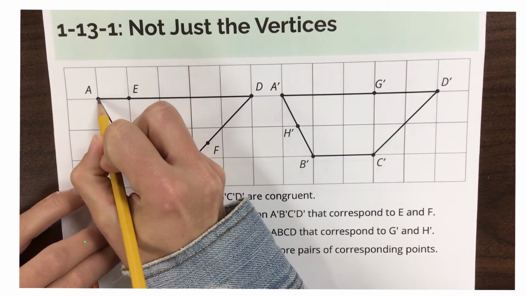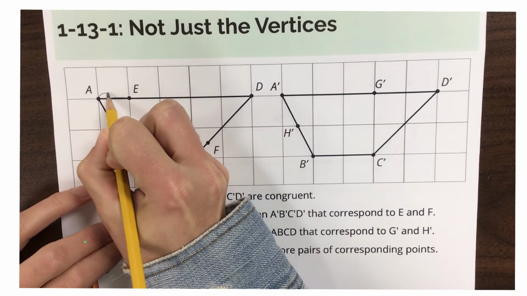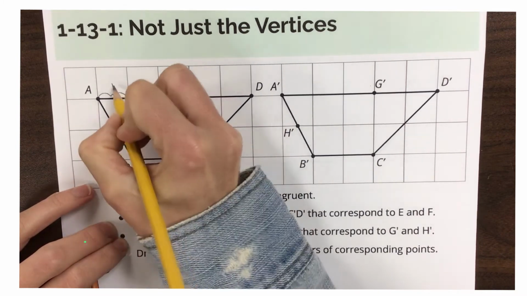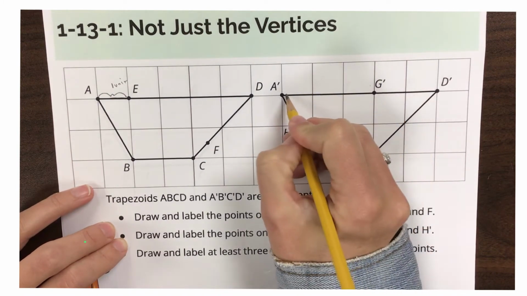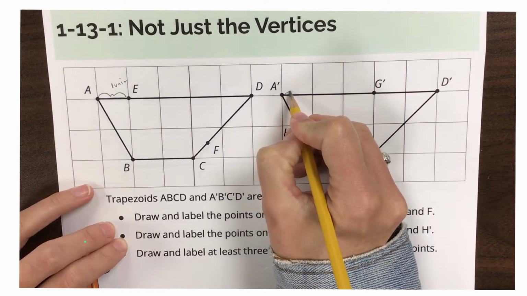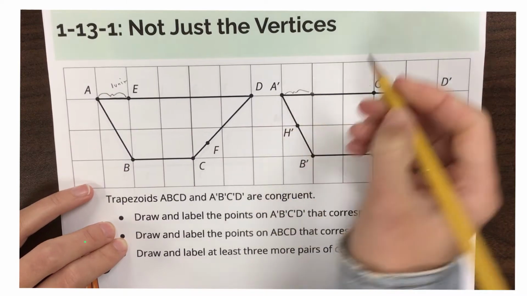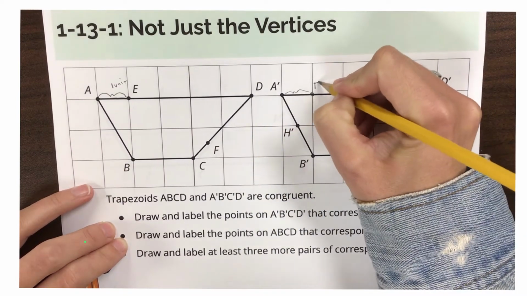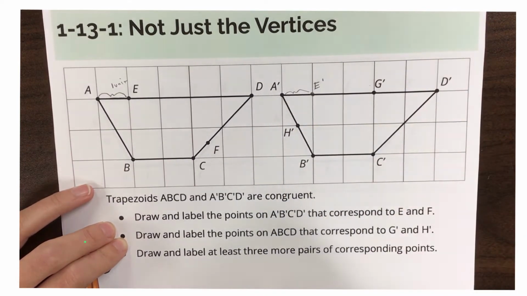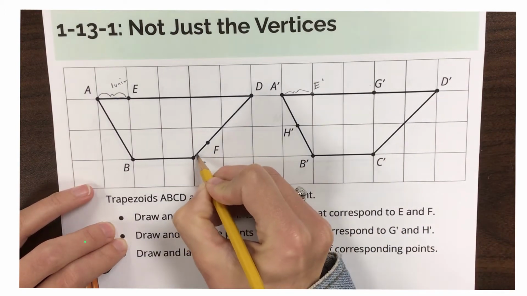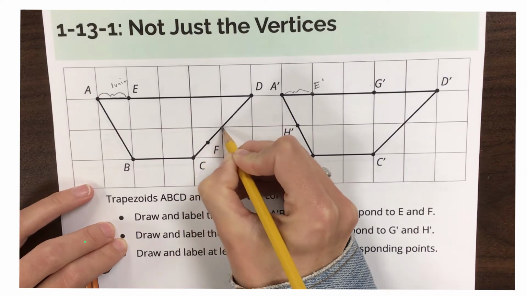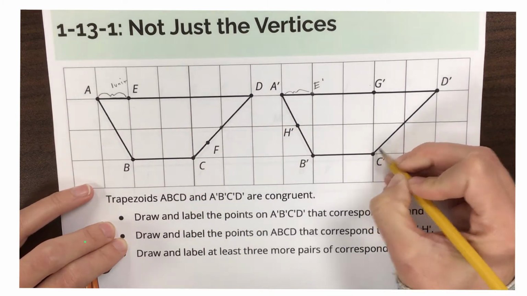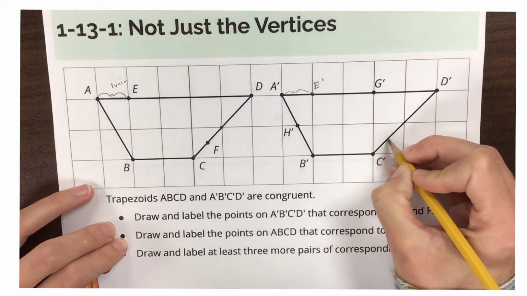So if we're looking at E, we can see right here that from A to E is 1 unit, okay? So that means on our prime figure, our image, we also need to go from A 1 unit, which would then place our E prime. Okay, same thing with F. We can see that F is halfway between this coordinate and this coordinate, so we're going to do the same thing over here. The other object you could use is some tracing paper to get you there as well.